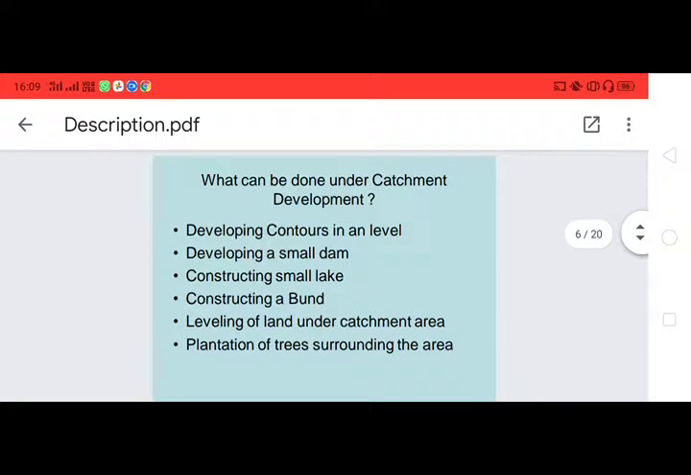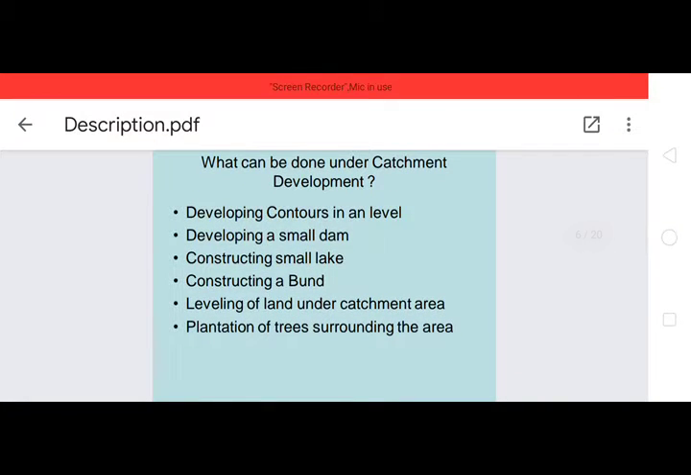Then what can be done under catchment development? As I am discussing artificial catchment creation, about that brave person who dedicated 20 years of work to it, like the man behind the path, we can know him as Maji. So let's get to the point.